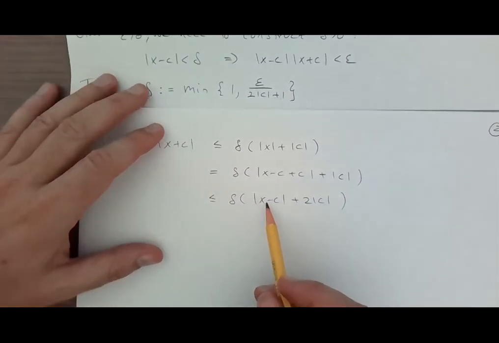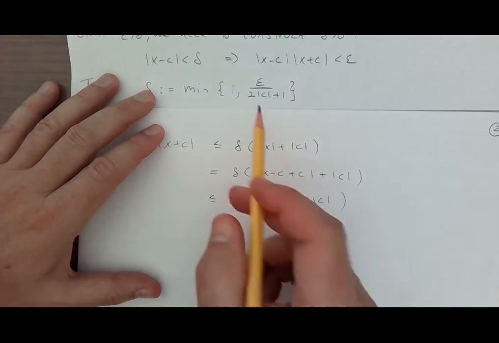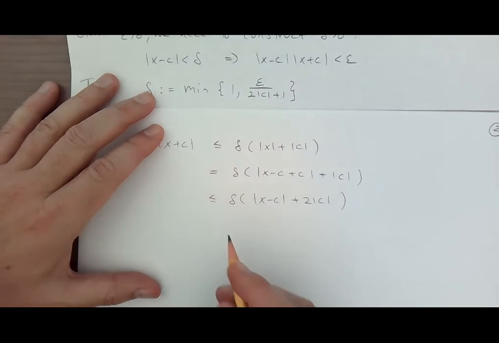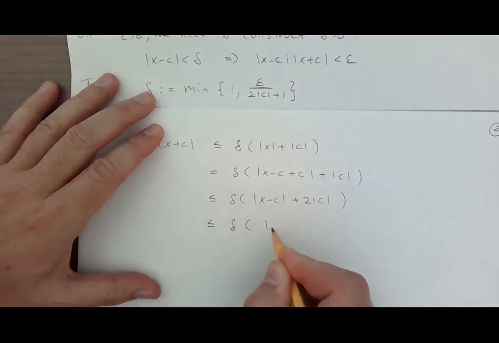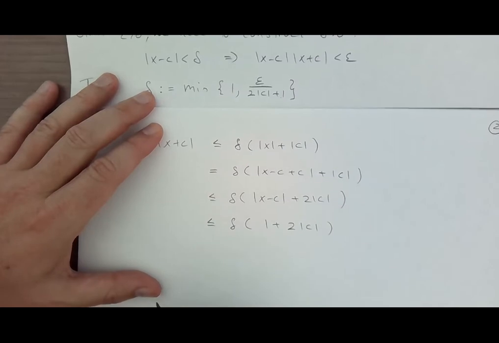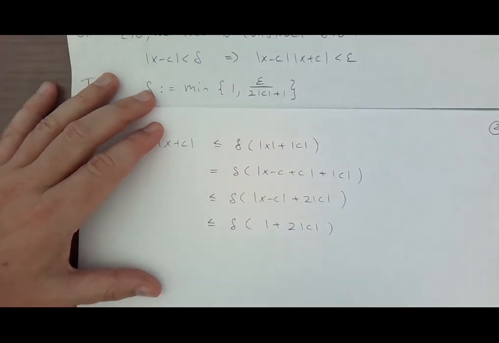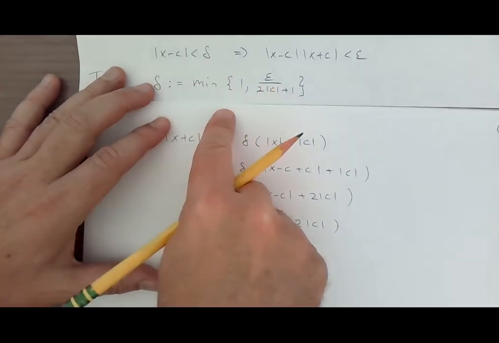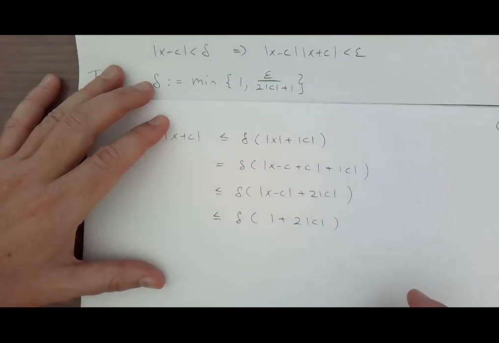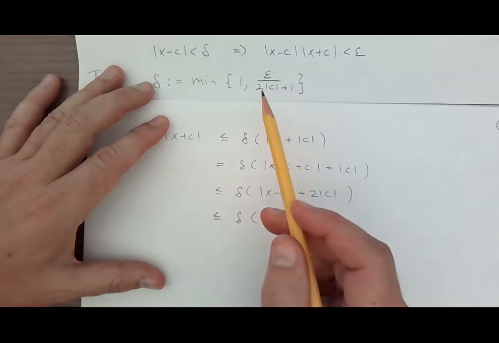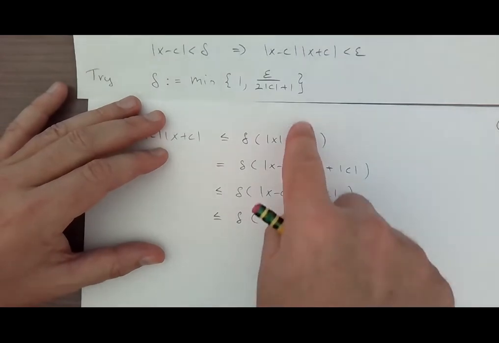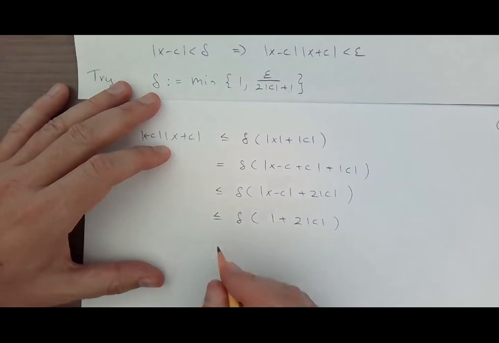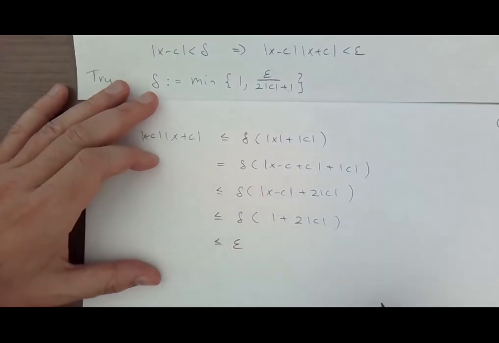Now the first one, this is again bounded by delta, and delta is smaller than 1. So I can put a 1 there. Right, this is because x minus c is bounded by delta, and delta is bounded by 1. And now I'm good because I also know that delta is bigger than or equal to epsilon divided by 2 absolute value of c plus 1, and this is what I have here. So all in all, this here is less than epsilon.